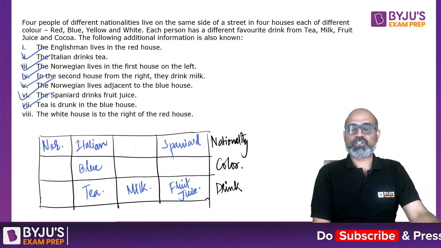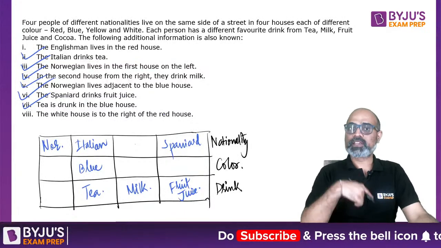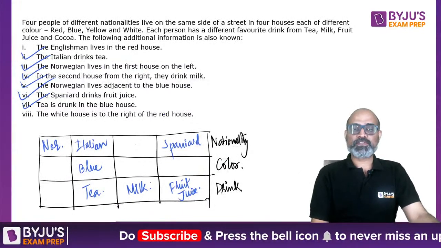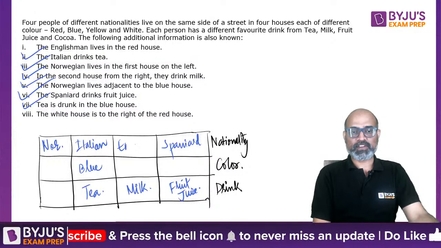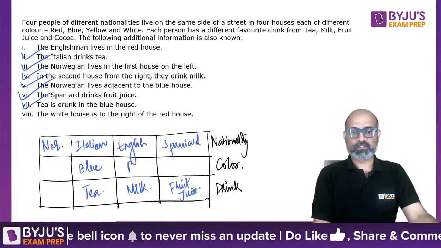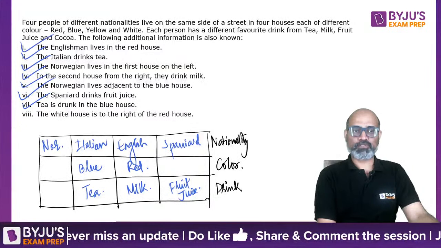Next, the white house is to the right of the red house. Still no idea. Repeat. The Englishman lives in the red house. So the only place we can have Englishman is over here. Red house. Done with first.